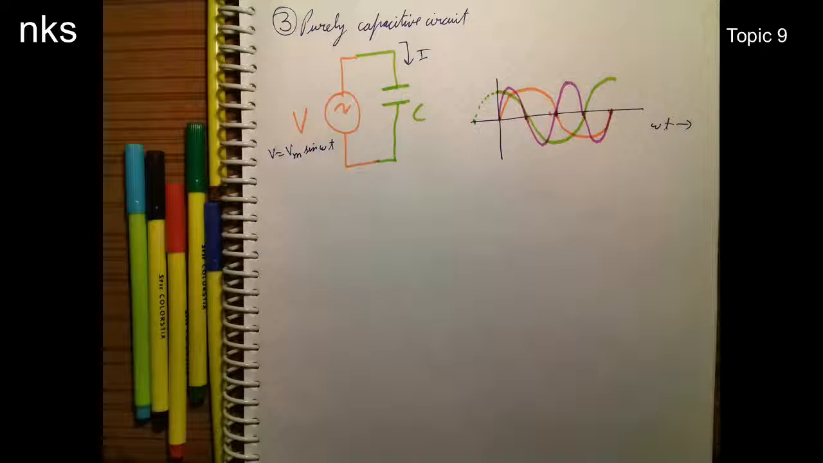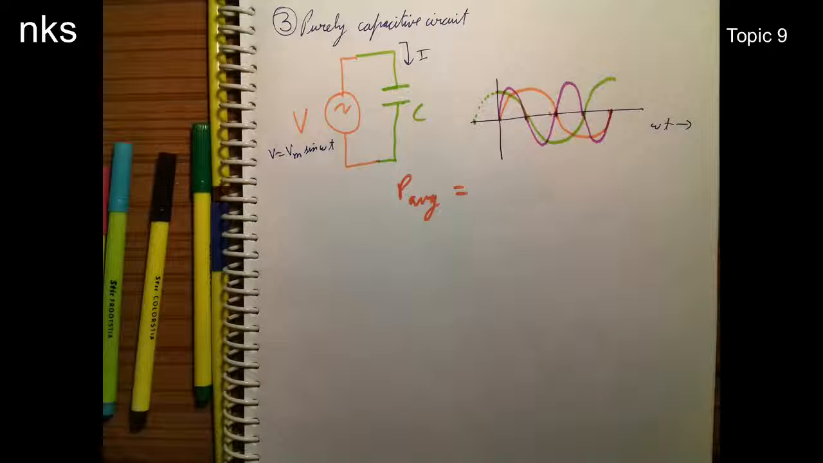Here also the frequency of the power waveform is twice the frequency of the voltage waveform. And notice carefully, the power average here also is 0, because the part of the waveform that is above the x-axis is the same as the part that is below the x-axis. So the average is 0. So this is very important.